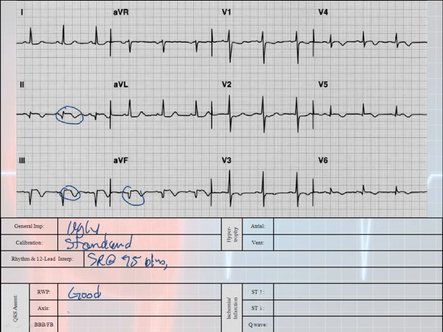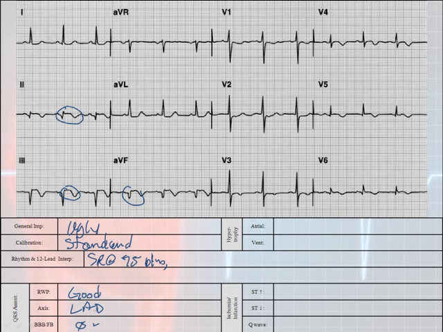Axis, if you look at 1 and AVF, 1 is pointed up, but AVF is pointed down. So using the right together, left apart, I'm going to say that this person has a left axis deviation. Bundle branch blocks. There are no bundle branch blocks because the QRSs are not wide. Do I have a fascicular block? If I have a left axis deviation, I might have an anterior fascicular block.